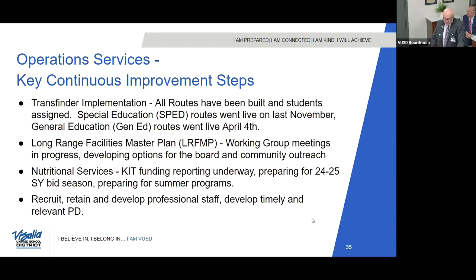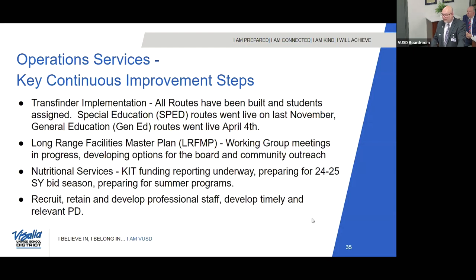Additionally, the share of our students consistently scanning on and off the bus is now approaching 30% of all students that are riding. And that's not just the special ed routes, that's the gen ed routes too. So lots of good improvement there.